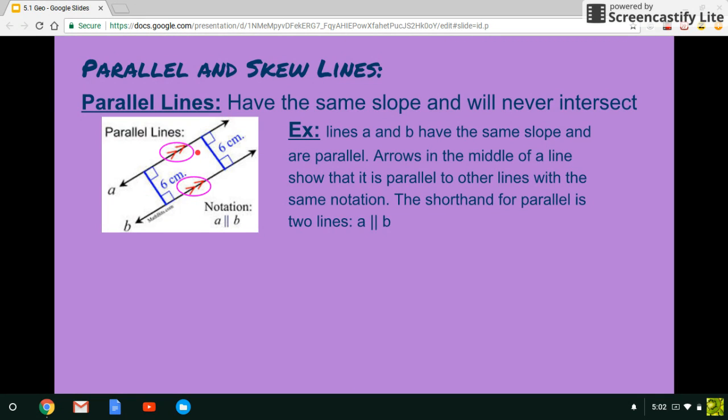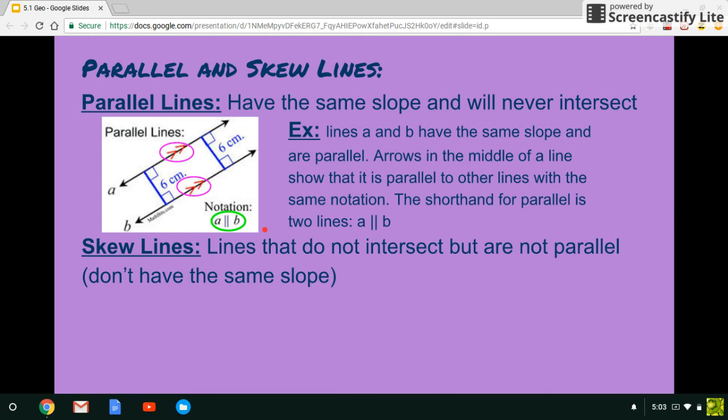And some notation, these arrows that are in the middle of a line tell us that these two lines are parallel to each other. So the number of arrows that are on a line tell you what other lines it's parallel to. Another bit of notation, if we want to write out A is parallel to B, we don't want to have to constantly write the word parallel out. So we can just represent parallel with two lines. So we can go A is parallel to B with A, two lines, B. All right, so that's parallel.